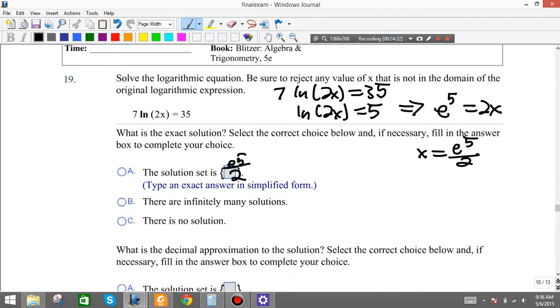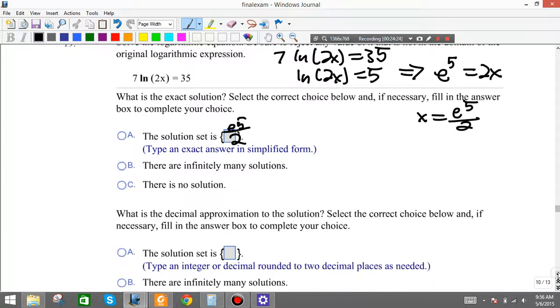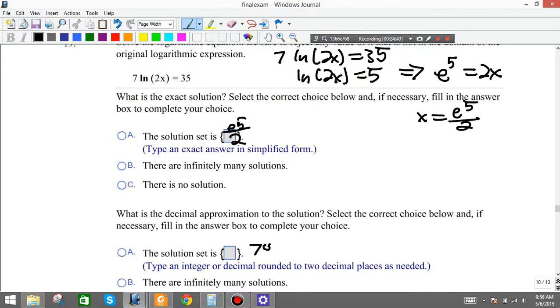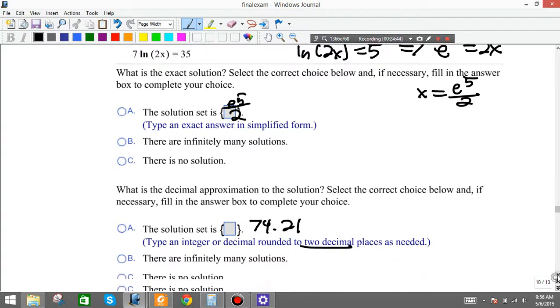And then for the second part, you need the decimal approximation. e to the 5th divided by 2 is 74.21, rounding to 2 decimal places. All right, I hope it helps.